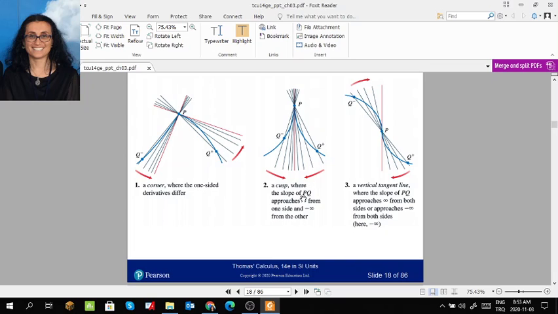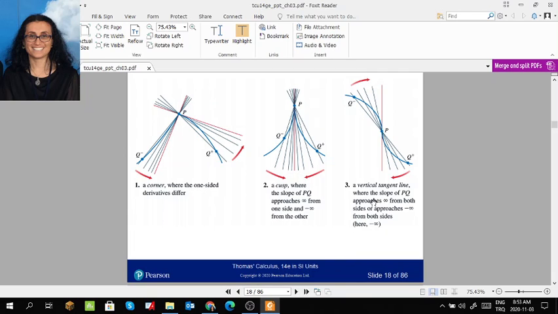A cusp is where the slope of PQ approaches infinity from one side and negative infinity from the other side. Okay, so we have a cusp here. So if you write down the right hand derivative and the left hand derivative, you're going to see that on one side it's infinite, on the other side it's negative infinite. Then you have a cusp at P, so the derivative doesn't exist.